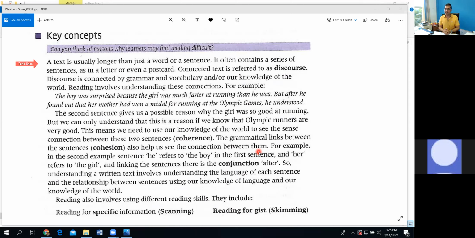So sense connection we call coherence, and grammatical connection between the sentences we call cohesion. Is that clear? These two things, coherence and cohesion? If not, please tell me, I will explain with some other example.